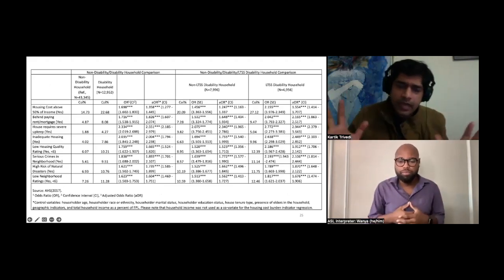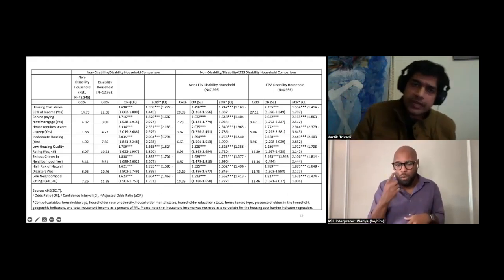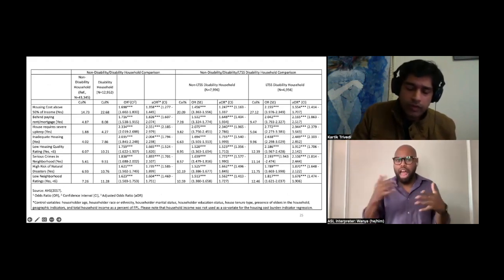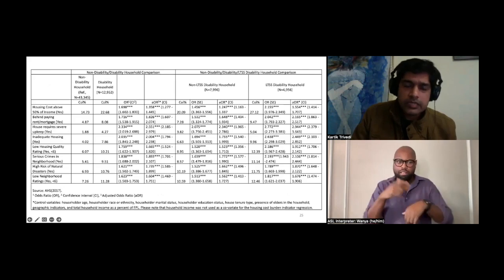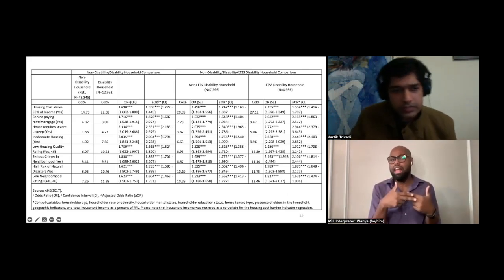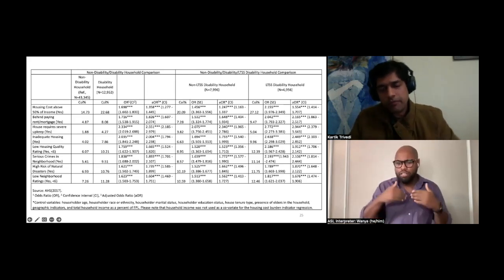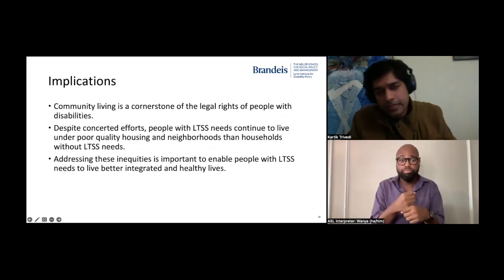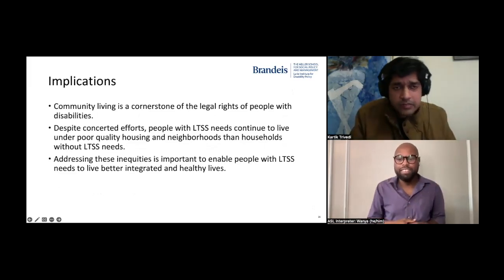I don't want to bore you, but this is the more detailed table. I would highly encourage you, if you don't get time to read the paper, do see this slide deck and look at the exact numbers. And this has all the information that I've presented. But in summary, and on the next slide, there are serious implications now.